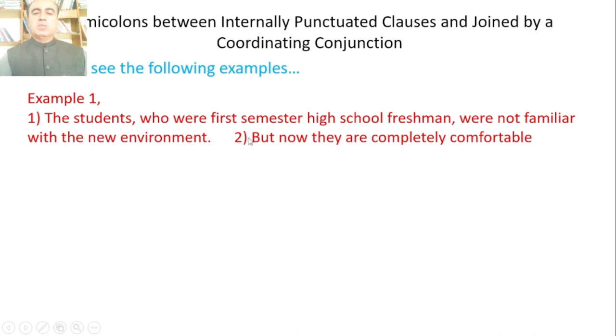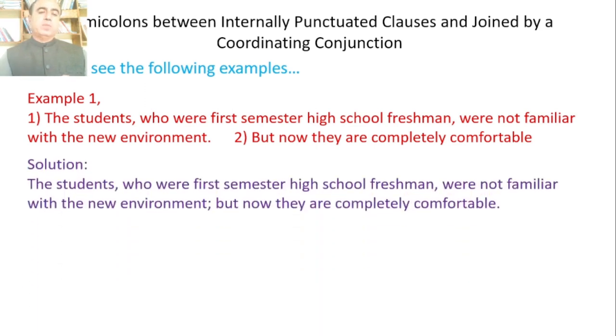And the second sentence begins with "but." But is a coordinate conjunction. It is part of FANBOYS. And is also a coordinate conjunction. Yet is a coordinate conjunction. For is a coordinate conjunction. So for detail you can visit my lecture also.